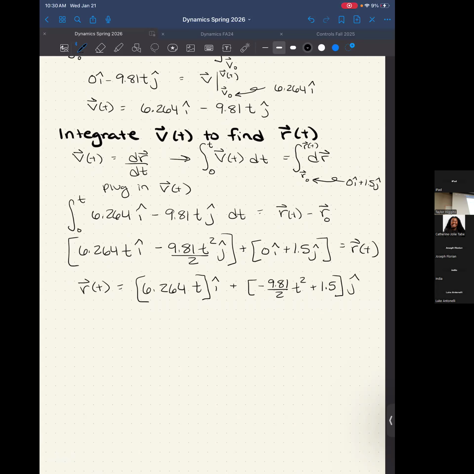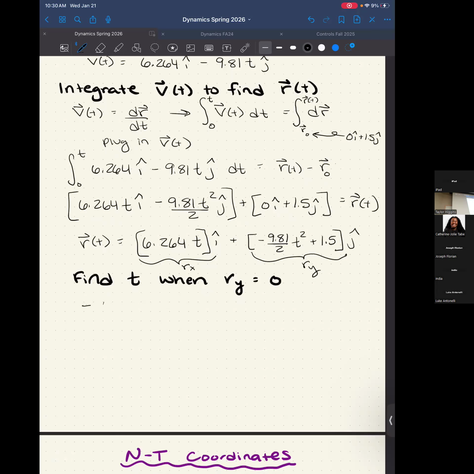Alright, so now find t when Ry equals 0, where everything on the i component is what we refer to as Rx, everything on the j component is what we refer to as Ry. So I need to set minus 9.81 over 2 t squared plus 1.5 equal to 0. Solve for t. You should get t equals plus or minus 0.553 seconds. But is it actually ever a negative time? No, so we just take the positive solution.